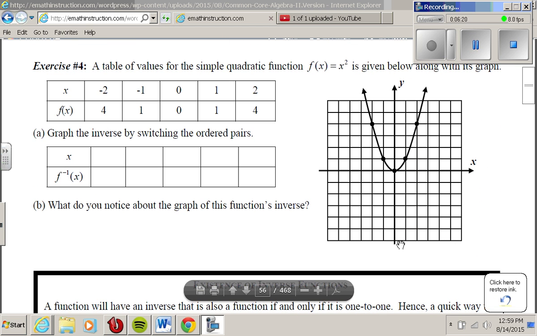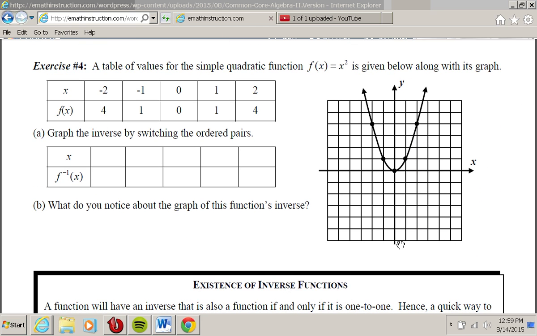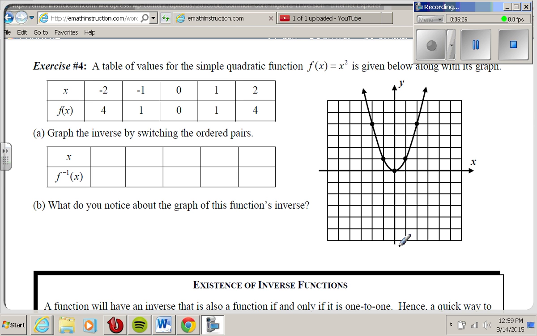So we've got a table of values for a simple quadratic function. F of x is our parent function, and we've got the graph. So I've got my x values, my y values. We're going to graph the inverse by switching the ordered pairs. So from this table, we're just changing these values for the domain and the range. Okay. And we're going to replot. So 4, negative 2. 1, negative 1. 0, 0. 1, 1. And 4, positive 2.